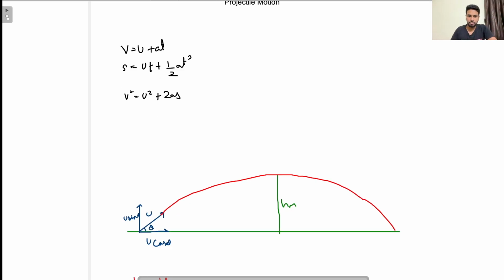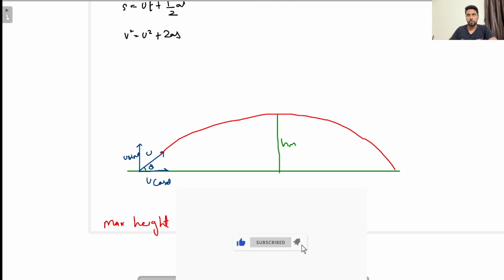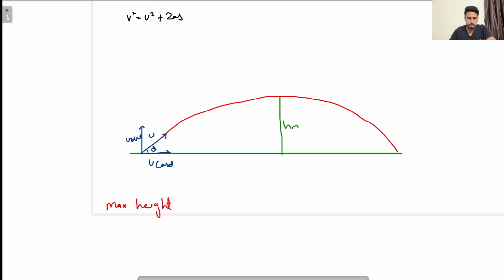First one, I want to find my maximum height. Maximum height is measured vertically. So obviously, which component am I going to use here? I am going to use the vertical component of initial velocity, that is u sine theta. So my initial velocity is u sine theta, which I already know.